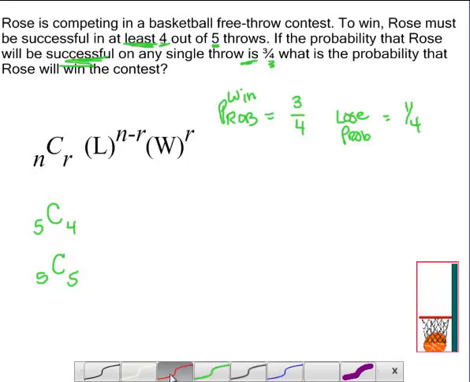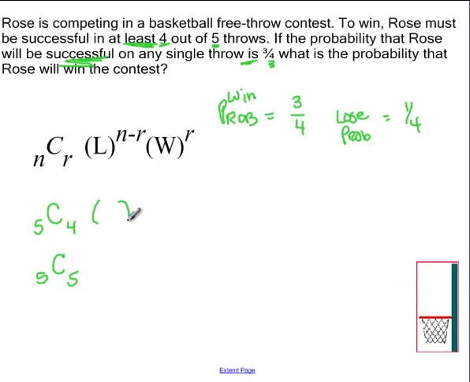Now, I kind of start making a little pattern here. Losing, 1/4, 1/4. Winning, 3/4, 3/4. Okay, 4. I want to win 4 times, so therefore I want to only lose once. 4 plus 1 is 5. I want to make all 5 shots, so I want to win 5 times, and I want to lose never.